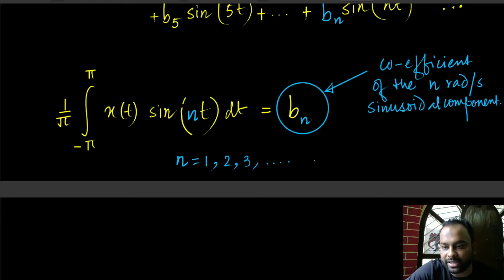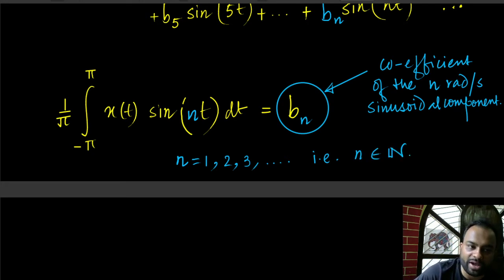So mathematically speaking, n is just any natural number, right? It can be 1, 2, 3, 4, 5, 6, and so on, all the natural numbers. So if I multiply the signal with sine 1t and do the integration, I get the coefficient of the 1 radian per second sinusoidal component. If I multiply the signal with sine 2t and do this integration, I get the coefficient of the 2 radian per second sinusoidal component, and so on.